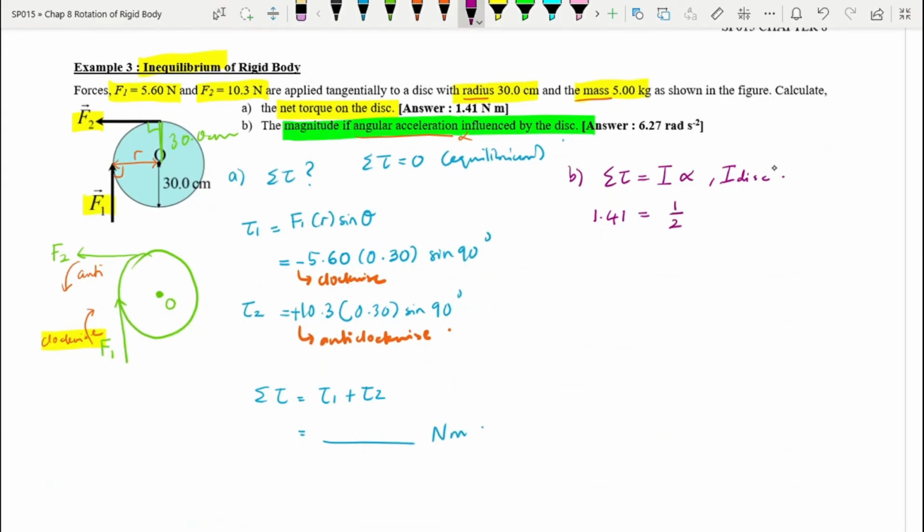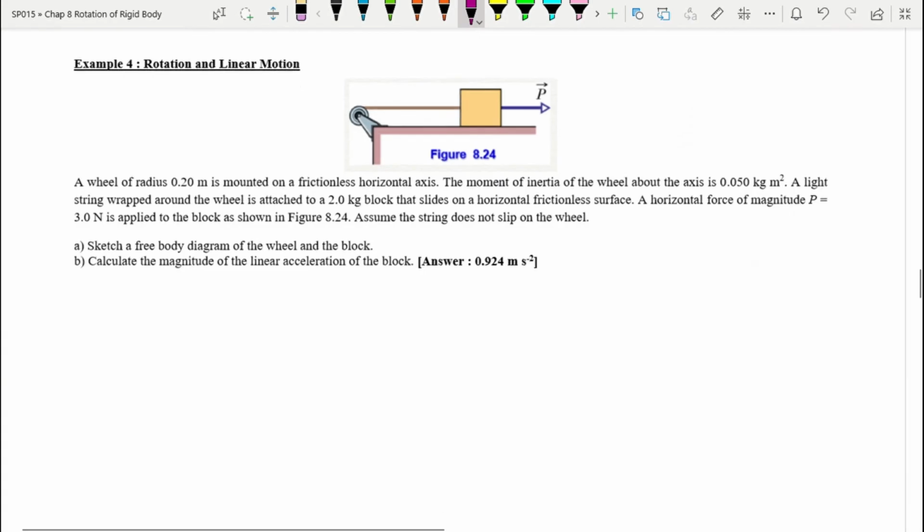Half mass of the disc is 5.00 kg. Dan R of the disc is 0.30 square. And then alpha. Okay, so you can calculate what is the value of alpha from this equation. And then write the unit for alpha. It should be radian per second squared. So it's simple. So this is how you use the equation of summation of torque equals to I alpha. Ni adalah satu contoh lah. Okay. So next kita tengok kepada example 4.